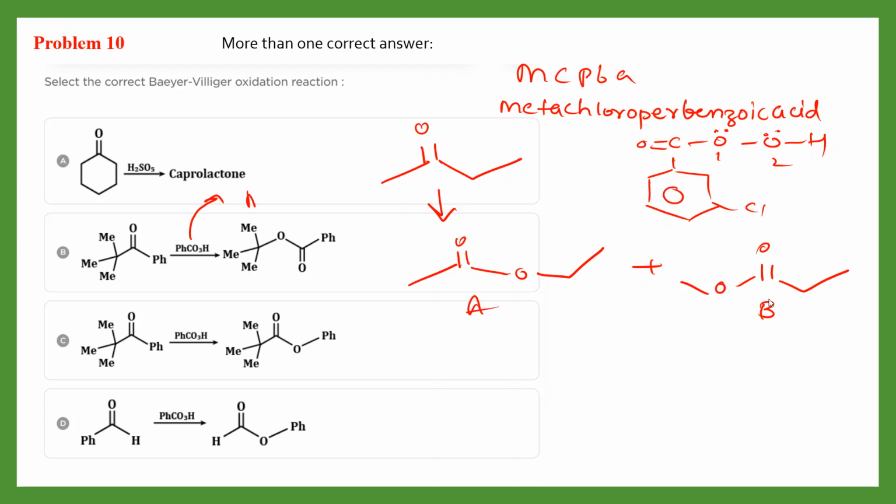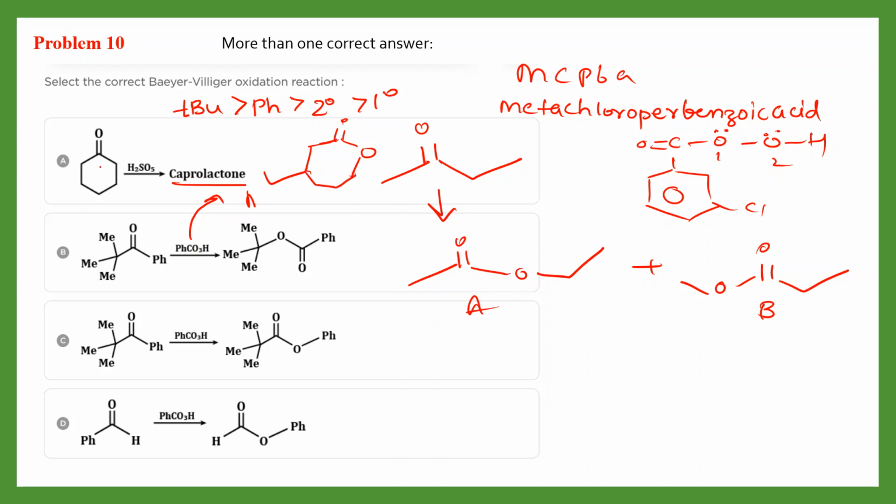You know that order. On ethyl will be preferred. Why? If you look at migratory aptitude, first t-butyl will come, then phenyl, then secondary, then primary. Correct, students? Okay. So in the first you will get caprolactone. Yes, it is correct. Caprolactone, you know? This is your caprolactone.